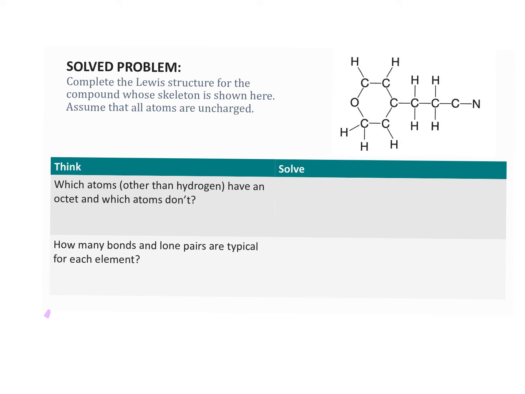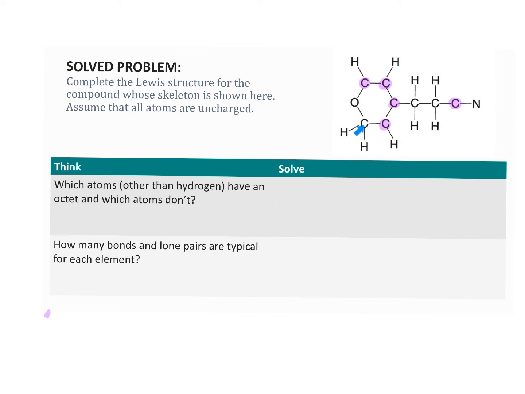Well, I know for carbon to have a full octet and be uncharged, it needs 4 bonds. So let's look at the carbons. This carbon right here only has 3 bonds. That doesn't have a full octet. This carbon here only has 3 bonds. That doesn't have a full octet. This carbon only has 3 bonds, not a full octet. This carbon only has 3 bonds. And this carbon only has 2 bonds. None of those have a full octet.